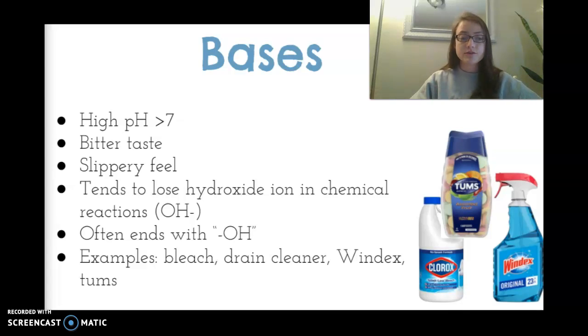Bases are going to tend to lose a hydroxide ion in a chemical reaction. So we can think about that as the whole compound losing an electron, because a hydroxide ion, this OH, is going to have a negative charge overall because it's an ion, and it's a negative ion. And so when a compound loses a hydroxide ion, that is what determines that that compound is a base. And often, to make things easy for us, we write the base with that hydroxide ion right on the end of it.